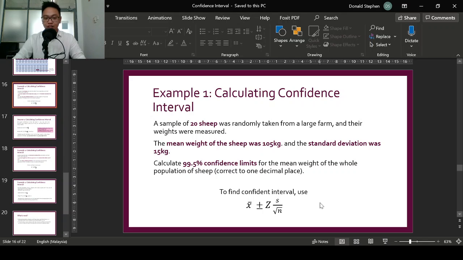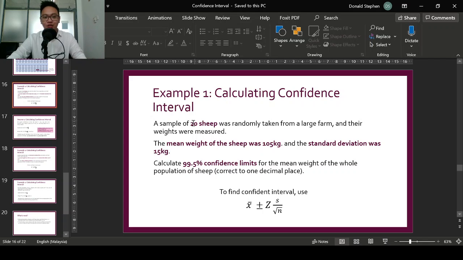What is important is to calculate the confidence interval. So this is in your exercise. This is the formula to calculate the confidence interval. Firstly, you need this symbol, which is the sample mean. You have Z, you have the standard deviation, and you have the number of samples. If you have all of this, then you can calculate the confidence interval easily. And this is a simple formula.